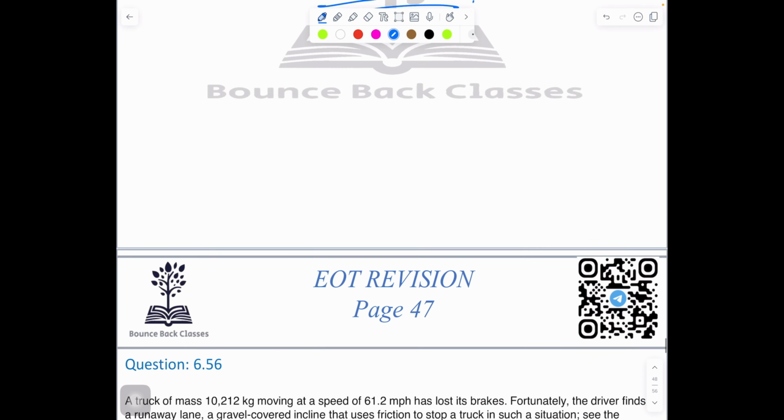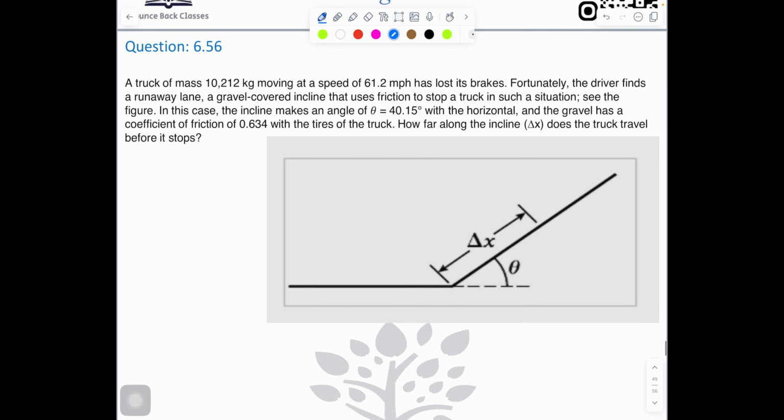Okay, now the fourth one. This is something interesting. Okay, let's see. A truck of mass, okay, mass is given 10,212 kg, moving at a speed. Okay, what is the speed here? Velocity is 61.2 mile per hour.